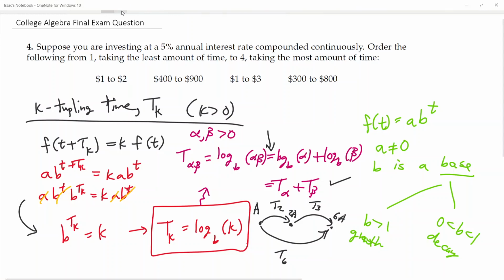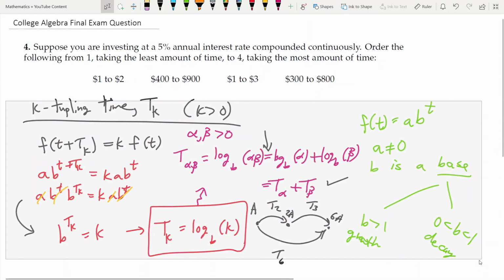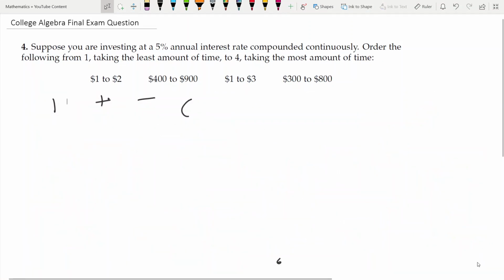All right, so let's clear this out here if I can. Clear some of this out. Okay, so let's finish up the problem.